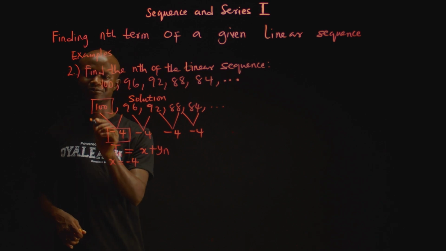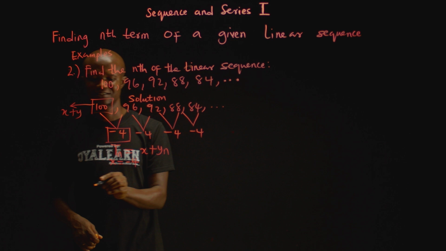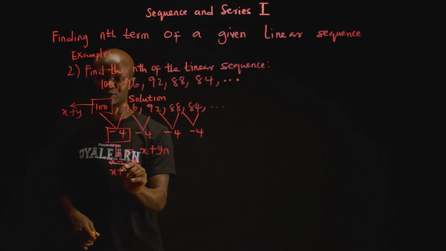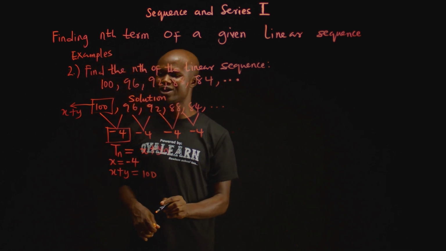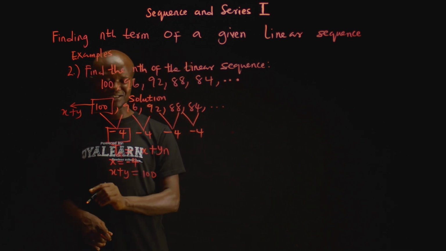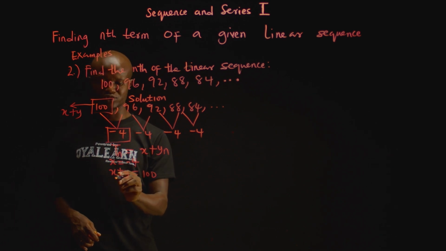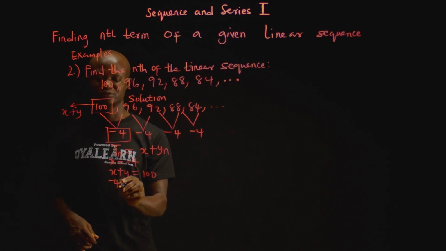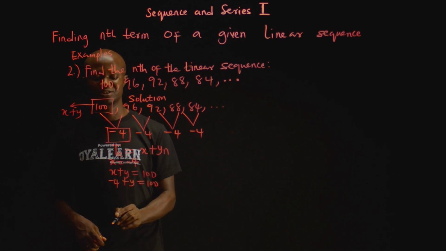And the first term represents what? X plus y. And x plus y now equals to what? 100. X plus y equals to 100. So what are we going to do from here? Anywhere we see x, we put minus 4. Then plus y equals to 100.